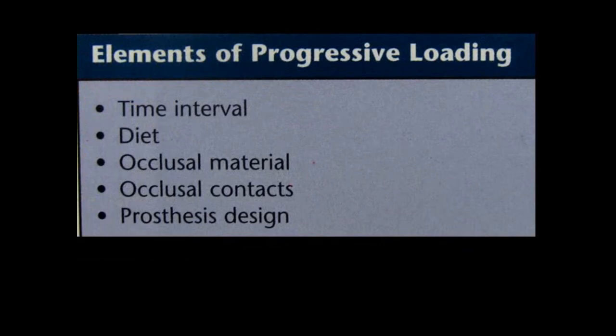Next is the elements of progressive loading. According to Misch, 5 elements are there. First is the time interval, then the diet, occlusal material, occlusal contacts, and prosthesis design. So, let us see one by one in detail.